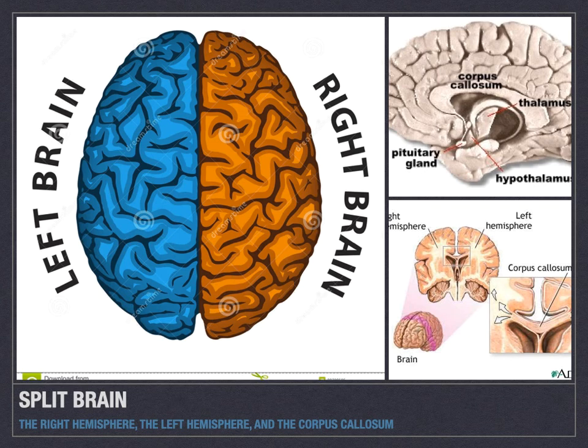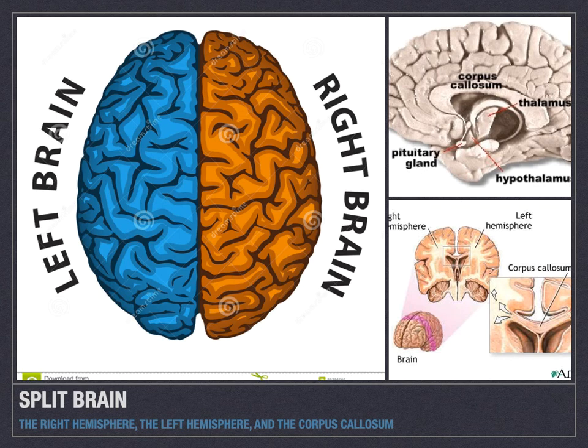The left side of the brain controls the right side of the body. That sounds kind of weird, right? But that's the way it works. For everything except speech and hearing, the left side of the brain is going to control the right side of the body. The right side of the brain is going to control the left side of the body.